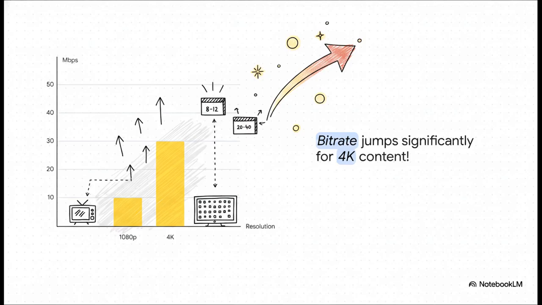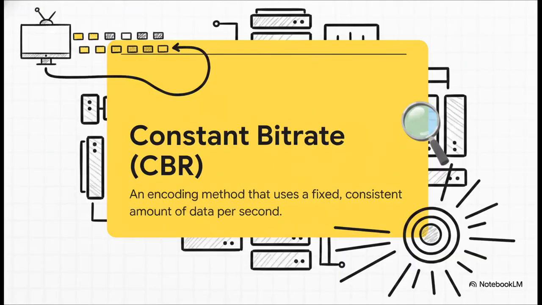If you're delivering that highly recommended 4K file, your data needs literally double, jumping all the way up to 20 to 40 megabits per second. You simply have to give the file enough data bandwidth to render all of those extra beautiful pixels without any ugly artifacting. And what kind of bitrate should you be using? You want constant bitrate, or CBR.